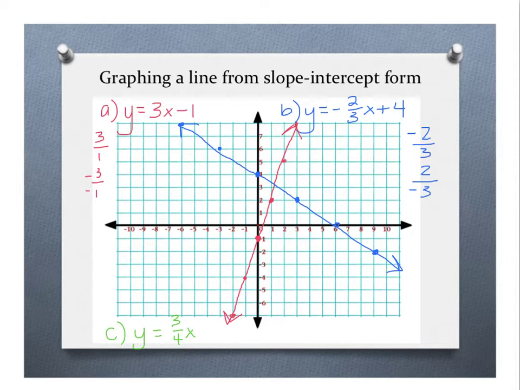Now the third one. Now what's the y-intercept here? Positive 3/4 x. But nothing there. What could I write there and not change it? That's right, I could write a 0. So I'm going to go ahead and plot my 0 and use my slope of 3/4. Rise of 3, run of 4, point. Rise of 3, run of 4, point. Count carefully. All right, can't fit any more that way. Rise of negative 3, run of negative 4, point. Rise of negative 3, run of negative 4, point.